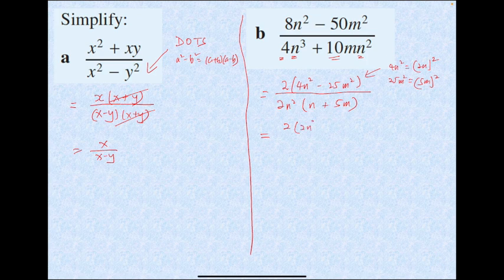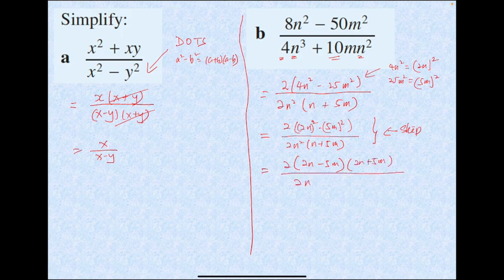2n all square minus 5m all square divided by 2n square n plus 5m. Alright? In fact, I'm happy for you to skip this step and go straight into 2n minus 5m plus 2n plus 5m over 2n square. In fact, it's 2n plus 5m. I made a mistake. There should be a 2 and 2 here. Alright? Because 4 divided by 2 is 2. So it was my mistake.